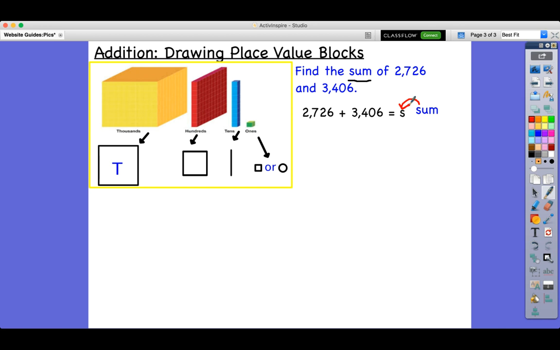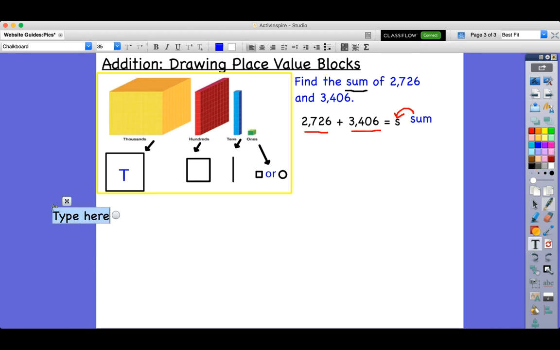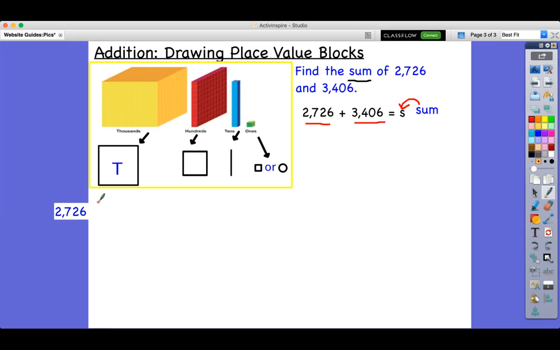The first thing I'm going to do when I'm solving using drawing place value blocks is I'm going to represent each of my addends right here with place value blocks by drawing them out. So let's start with 2,726 first. You can see up here, I have written out how you can draw each one of the place value blocks with a really simple, quick, and efficient drawing. So I'm going to do this.